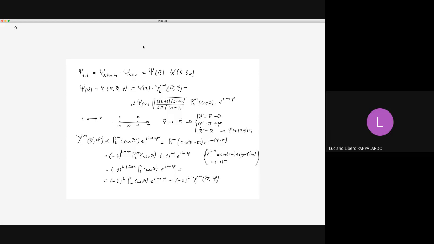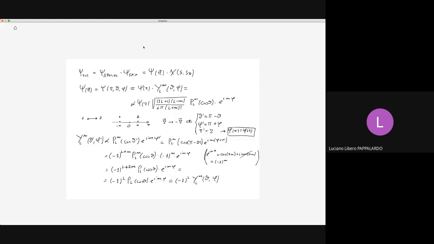So, in other words, by interchanging the spatial coordinates, the radial component remains the same, this one here, and the spherical components just get a (-1)^L factor. So we can now merge the two.